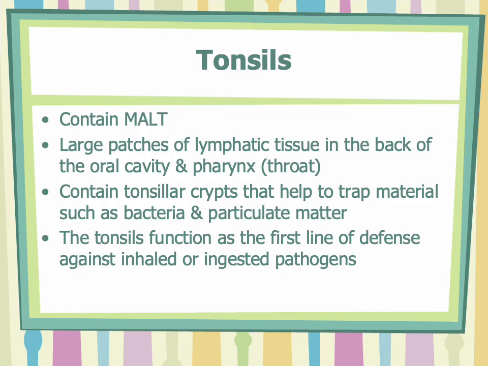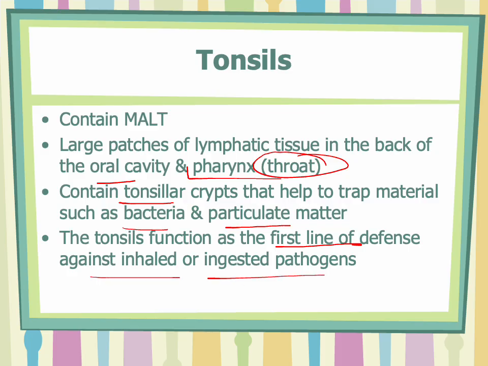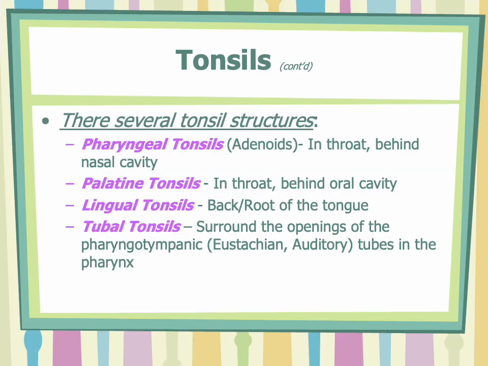Now, let's talk about the tonsils. They are large patches of lymphatic tissue in the back of the oral cavity and the pharynx, aka throat, right? They contain tonsillar crypts to help trap material such as bacteria and particulate matter so it can fight it and not allow it to go anywhere else. This is the first line of defense against inhaled and ingested pathogens. We have pharyngeal tonsils, palatine tonsils, lingual tonsils, and tubal tonsils.